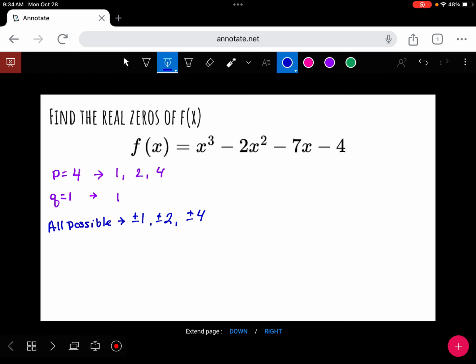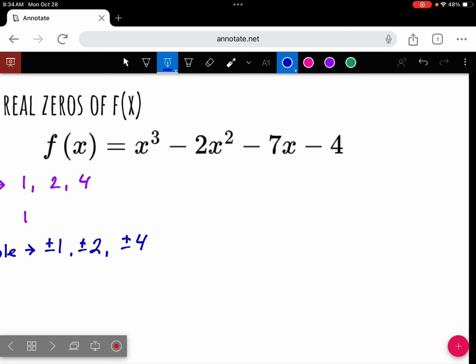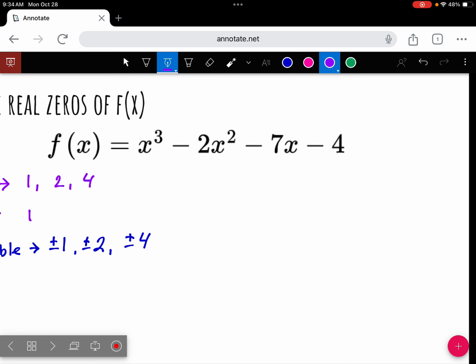However, I'm going to combine that with what we used last week with our Descartes rule of signs. So how many positive real roots is this going to have? 1, because we started positive, it changes to negative, and then it never changes again. So we know it's going to have 1 positive real root.